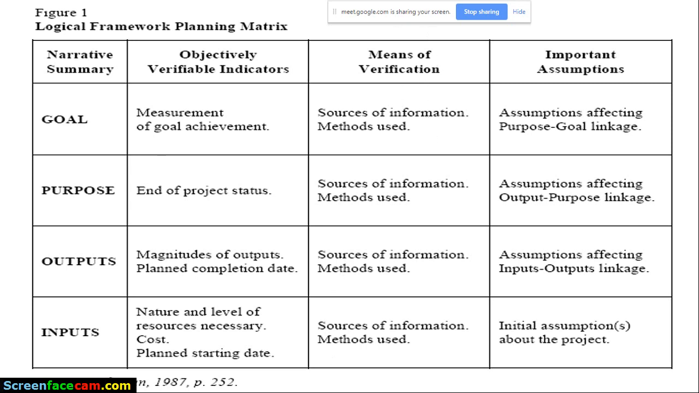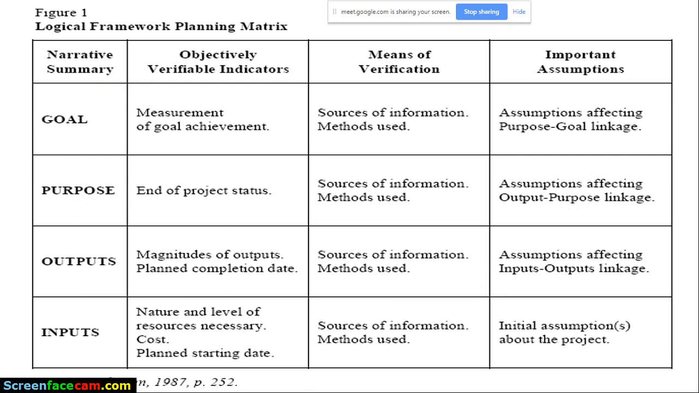The means of verification: we said, where are we going to be getting the information for us to measure the indicator? As you can see, sources of information, methods used. Then important assumptions: what else must happen for us to achieve the goal? What else must happen for us to achieve our outcome? What else must happen for us to see the outputs?